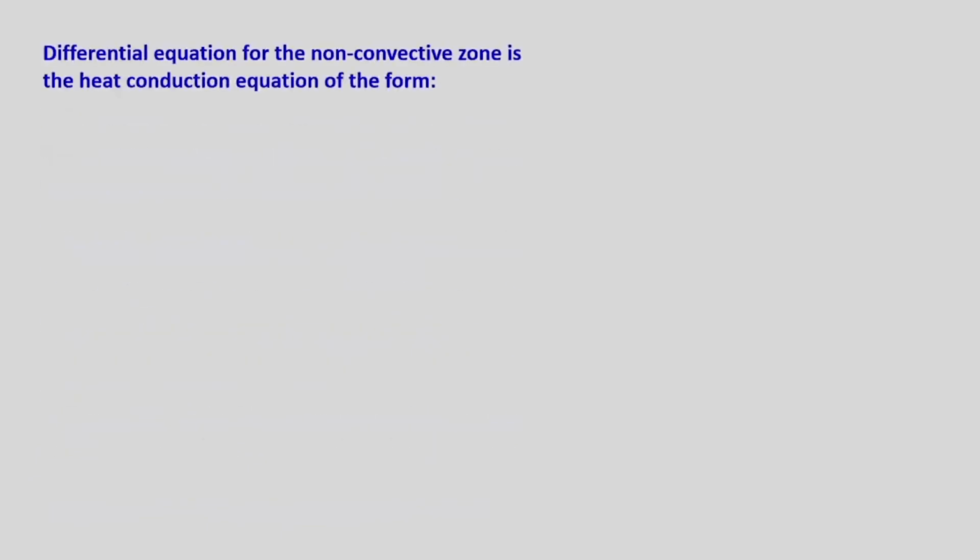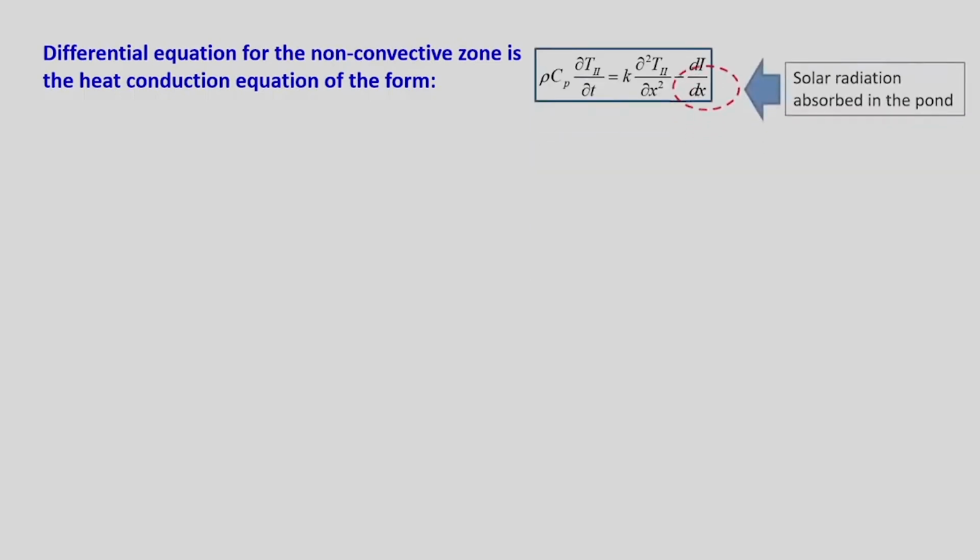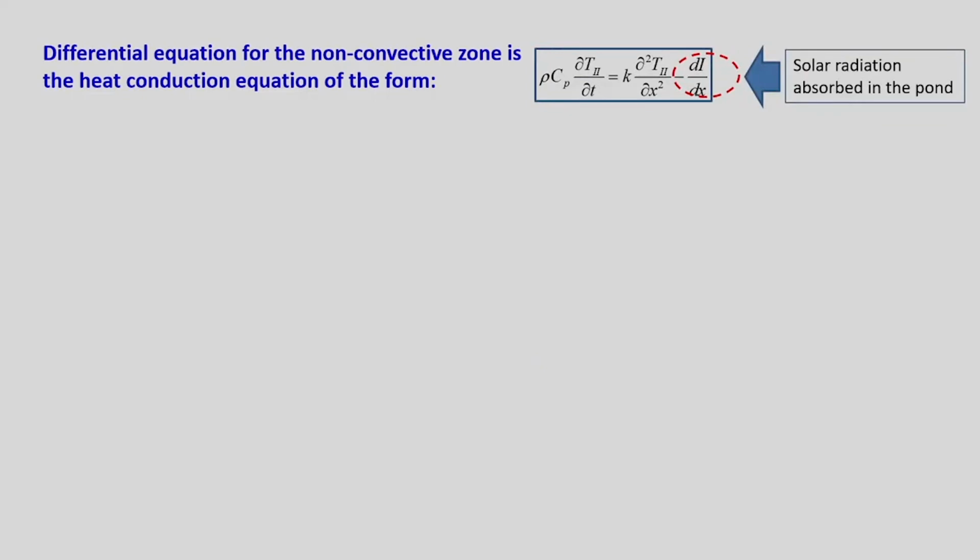If we develop the differential equation for the non-convective zone, it is represented like this. Here, dI/dt is the solar radiation absorbed in the pond, one term is the amount of energy stored, and another is the conductive heat transfer in the non-convective zone. And this I can be represented by using this expression, which was already done in the problem we have discussed. Now we are interested in the energy balance for the upper convective zone and the lower convective zone.